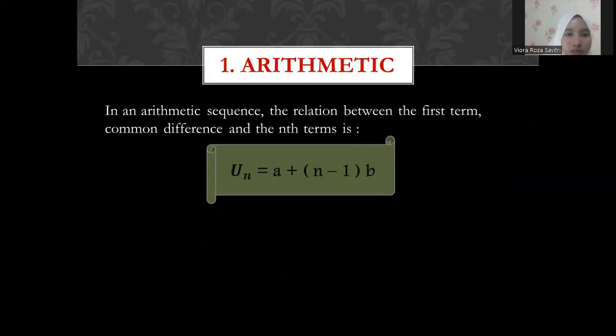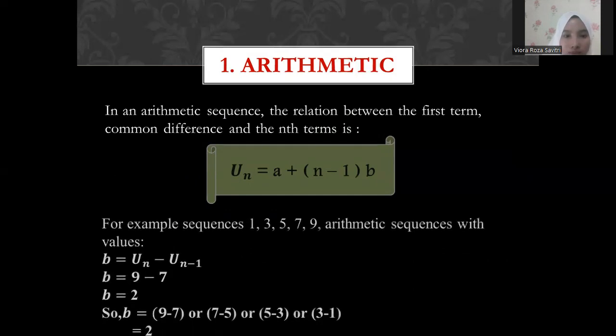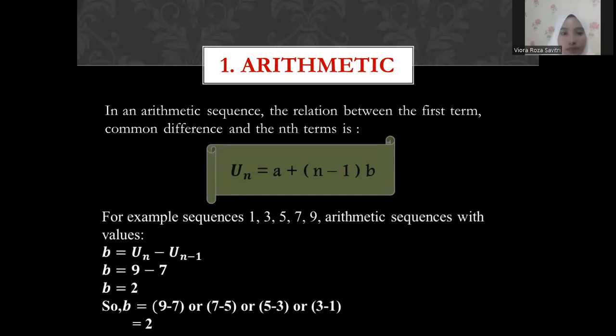In an arithmetic sequence, the relation between the first term, the common difference, and the nth term is un is equal to a plus (n minus 1) times b. For example, the sequence 1, 3, 5, 7, 9 is an arithmetic sequence with b equal to un minus un-1, then b is 9 minus 7, so b is equal to 2. So b is equal to 9 minus 7, or 3 minus 1, which is equal to 2.